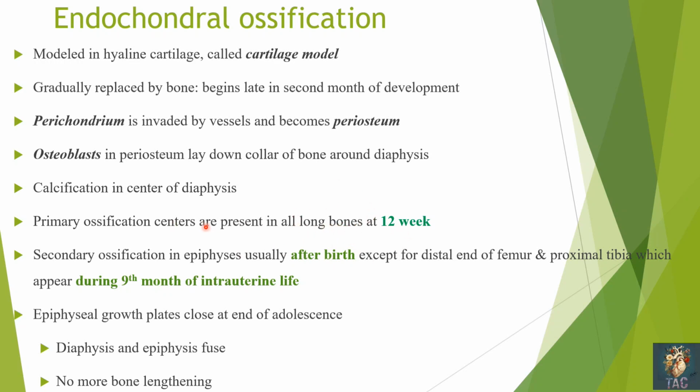Usually 2 secondary ossification centers for a long bone, usually one secondary ossification center for a short bone, and 1 to 2 or more secondary ossification centers for an irregular bone. So primary is present at 12 weeks, secondary is present in the epiphysis usually after birth, except for the distal end of the femur and proximal tibia, which appear during 9 months. This is again another MCQ. The epiphyseal growth plate closes at the end of adolescence. Diaphysis and epiphysis fuse and no more bone lengthening occurs.